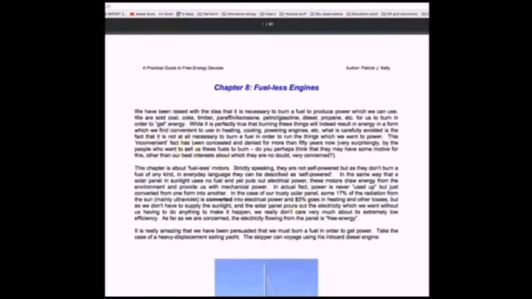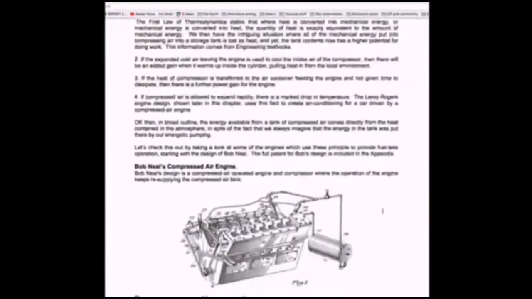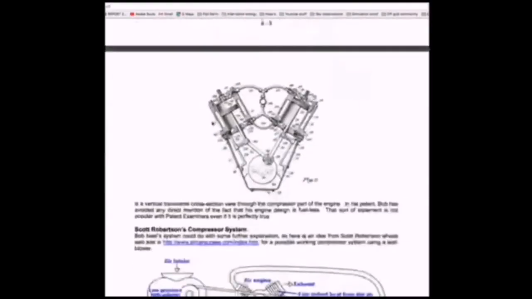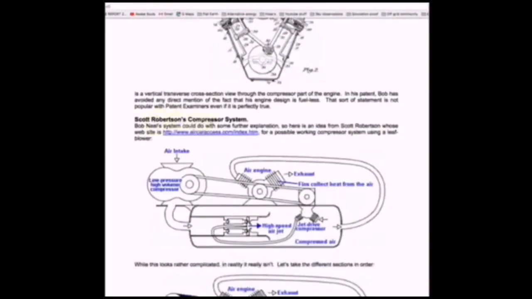Fuelless engines. The Energy and Air Bob Thiel's compressed air engine. Bob Thiel's design is a compressed air operated engine and compressor where the operation of the engine keeps resupplying the compressed air tank. Scott Robertson's compressor system. Bob Thiel's system could do with some further explanation, so here's an idea from Scott Robertson.